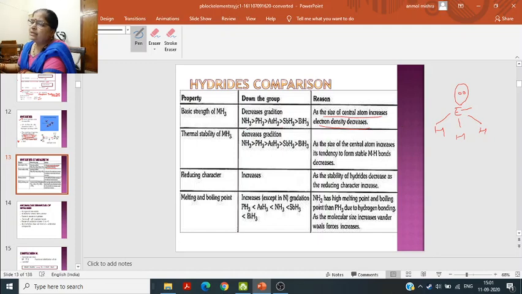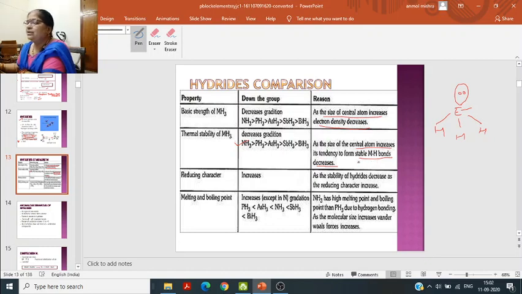Second is thermal stability of MH3. तो ये भी अभी जस्ट बताया कि स्टेबिलिटी नीचे घट जाती है, तो सेम वही ऑर्डर यहाँ भी होगा कि thermal stability decreases down the group because as the size of the central atom increases the tendency to form stable MH bond decreases. साइज बड़ा होता जाएगा, ओवरलैपिंग कम होती जाएगी तो बॉन्ड डिसोसिएशन एनर्जी कम हो जाएगी, अनस्टेबल बॉन्ड हो जाएगा.